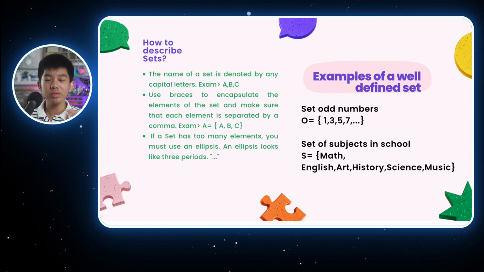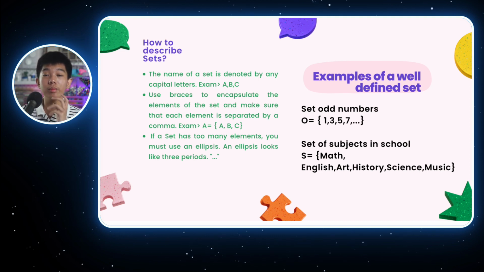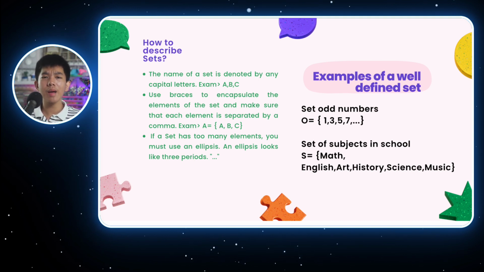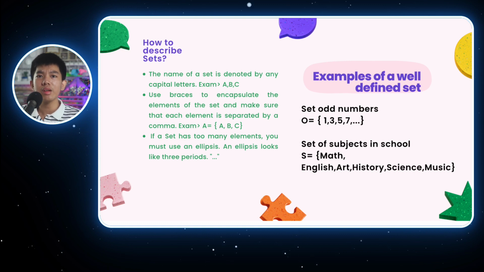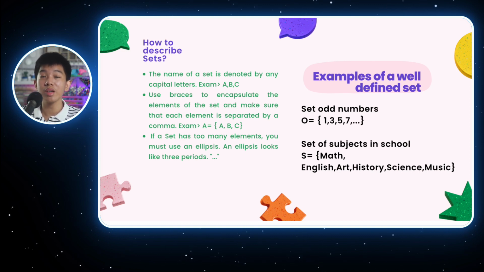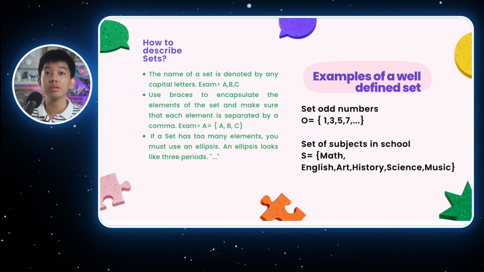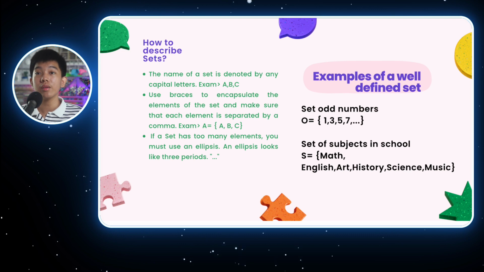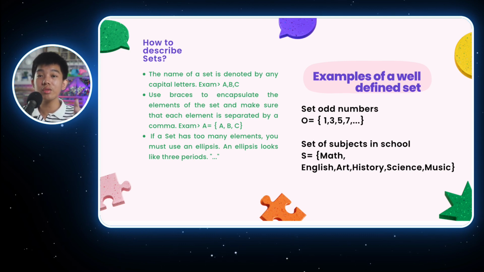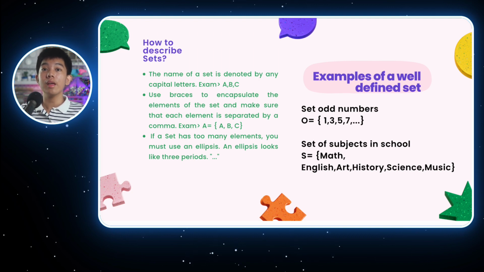First, when you name a set, you have to use a single capital letter. For example, you can use A, B, C, etc. When making sets, use braces to encapsulate the elements, and make sure not to mix up the braces with parentheses. Example, A equals braces, insert elements there. Now, if a set has too many elements, you can use an ellipsis, which looks like three periods. It's all put together there.